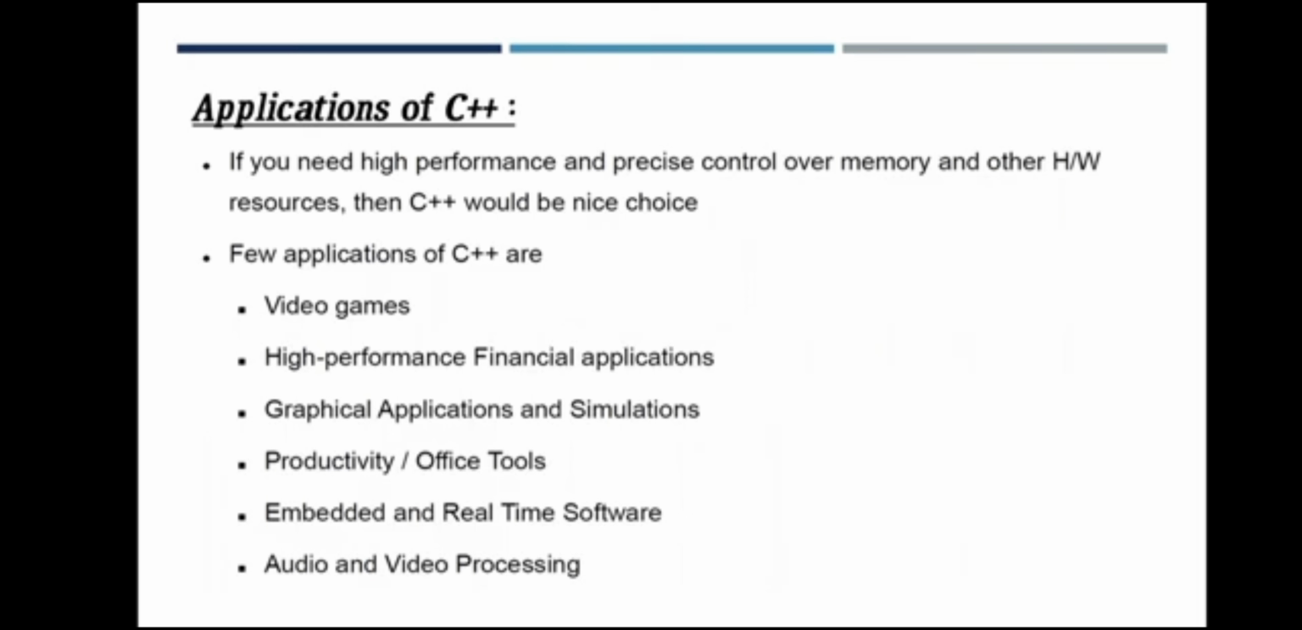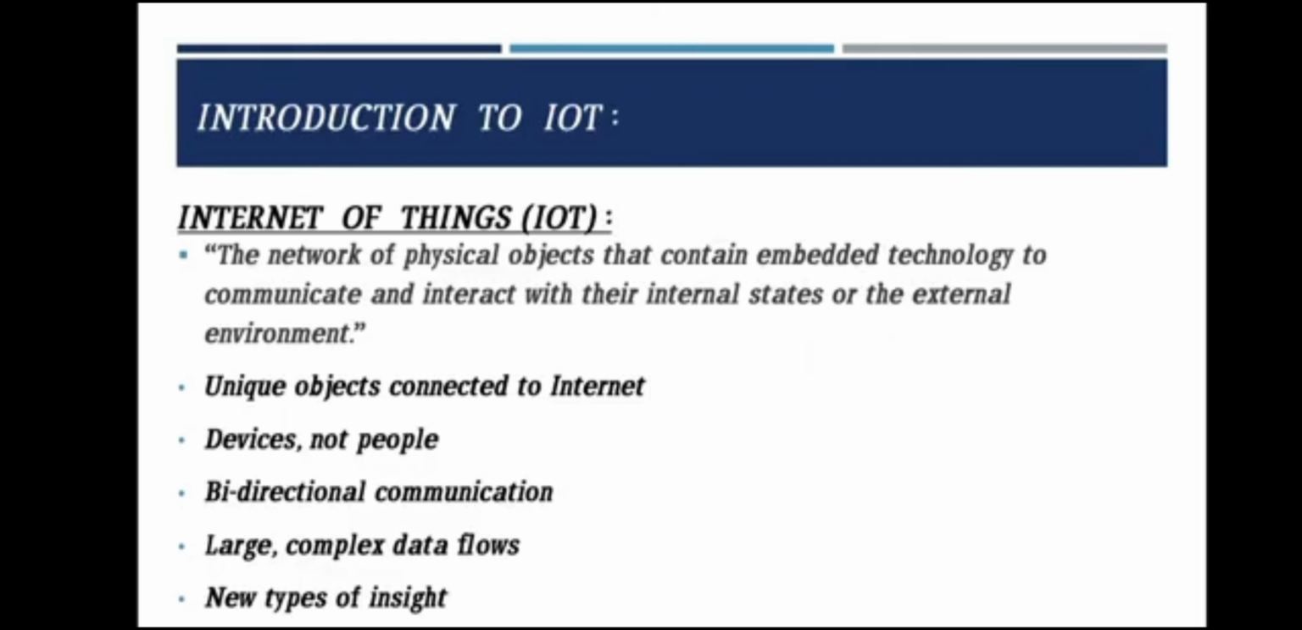C has no support for virtual and friend functions. C++ supports virtual and friend functions. These are the comparisons between C and C++ languages.